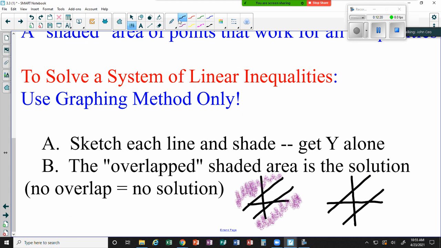So if I were to shade everything below this line, and then everything above this line, those would overlap in the middle there, right? So this would be your solution in there. Where those overlap. So this would be the no solution case. This is where parallel lines would have a solution. Okay?